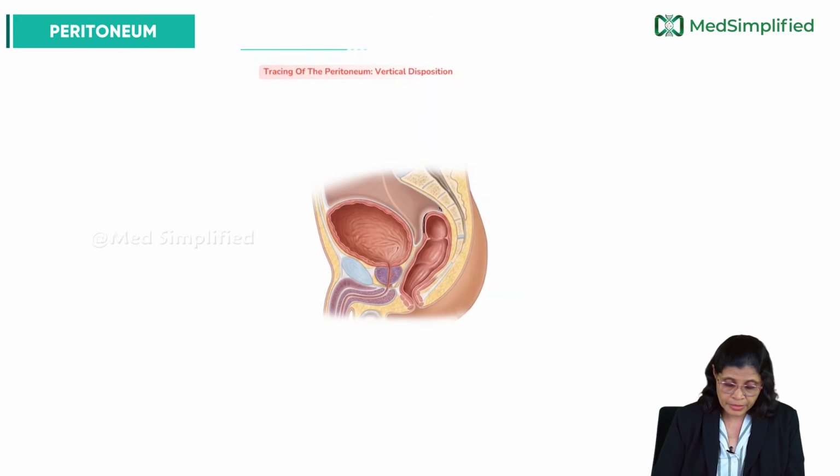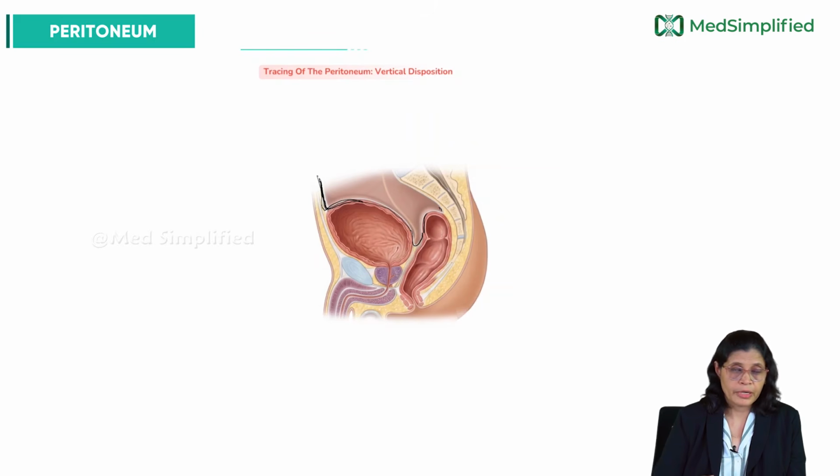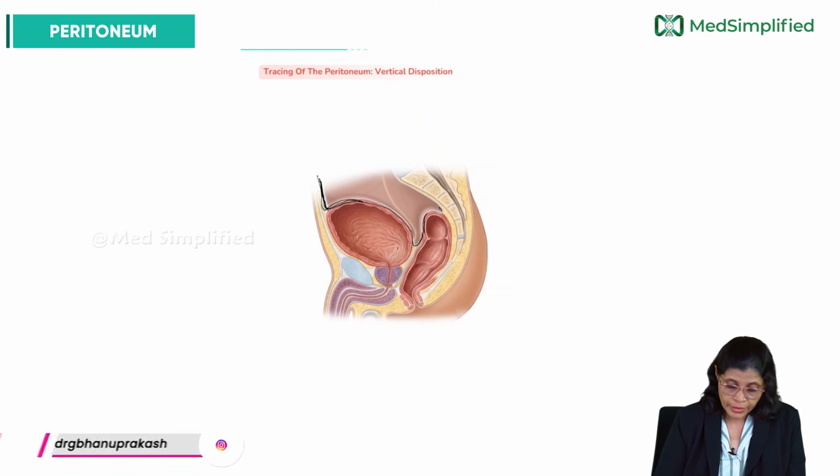So from this middle part here where it covers, it will reflect onto the superior surface of the bladder, and then it becomes continuous with this parietal layer here, and forms part of the anterior abdominal wall. So this is the reflection. Here we see a pouch.